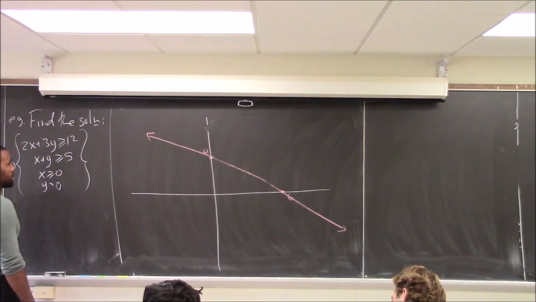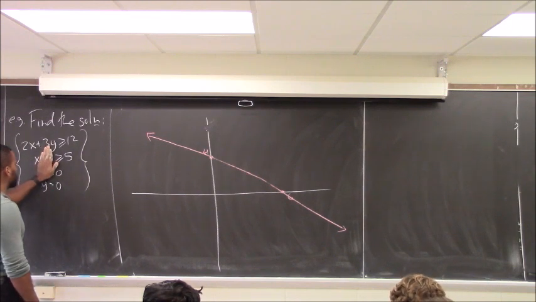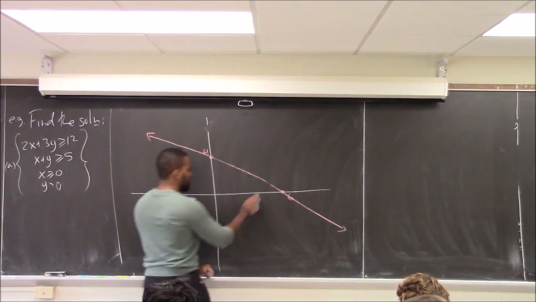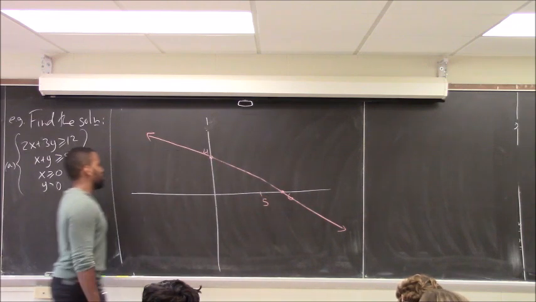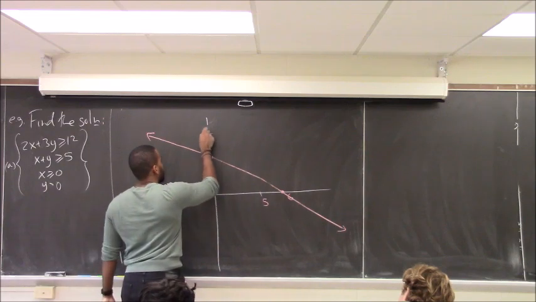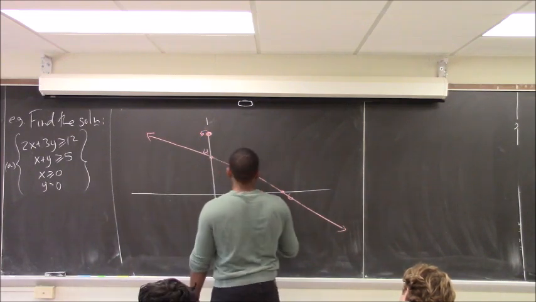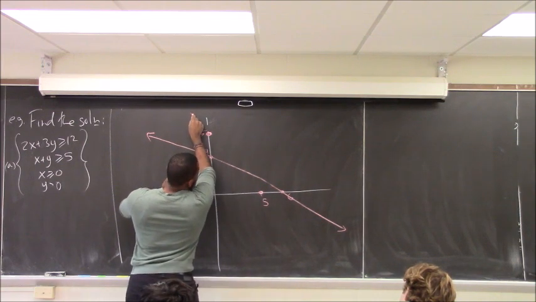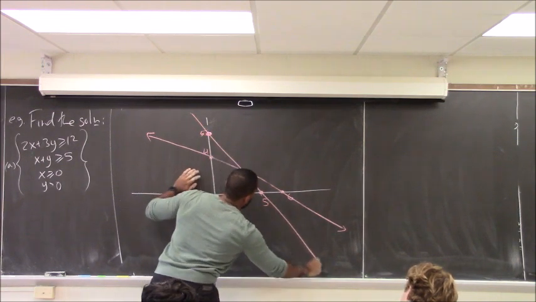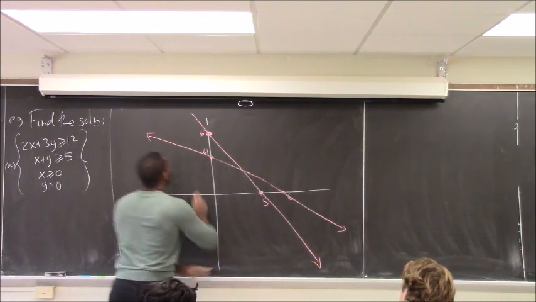Then you move on to the second one, x plus y. Plug in y equals 0, solve for x, you get x equals 5. Plug in x equals 0, solve for y, you get y equals 5. So I need to connect these 2 points as well. So you have like this little x shape going over here.